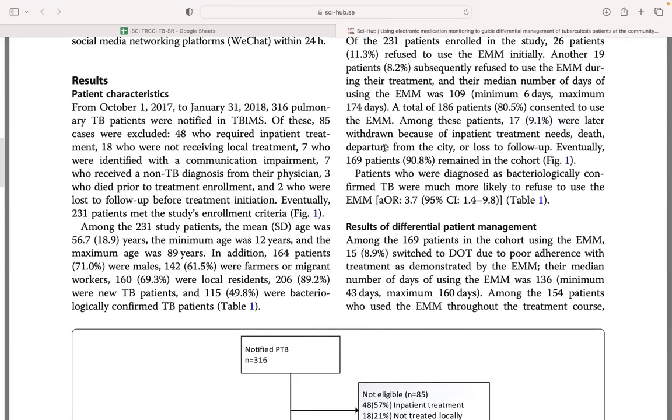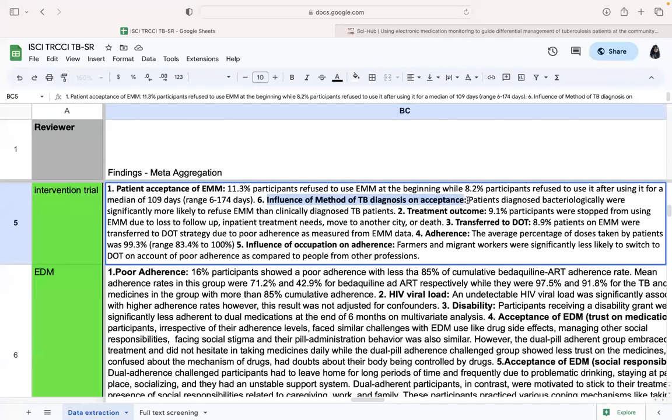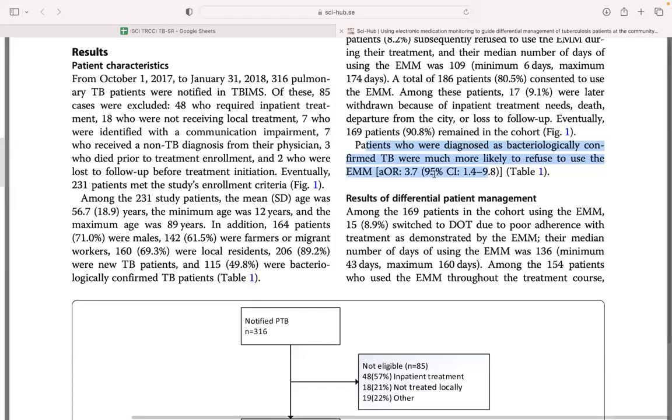All right, coming to the next sentence. Eventually, so many patients remained. Patients who were diagnosed with bacteriologically confirmed TB were much more likely to refuse the use of EMM. There you go. So that is the influence of method of TB diagnosis on acceptance. That's how we got our another subheading.